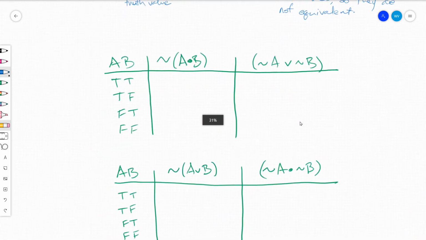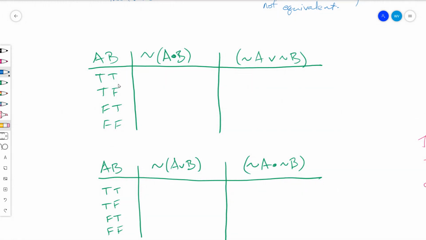Here's a couple of sentences, not A or B. That's a negated conjunction, and we're comparing it to a disjunction where both of the disjuncts are negated. And what we'll find is that the main connective here is this one, and the main connective here is this one. So it's the truth value under the negation in the case of the left sentence and under the wedge in the case of the right sentence, which are the truth values that will matter to judging equivalence.